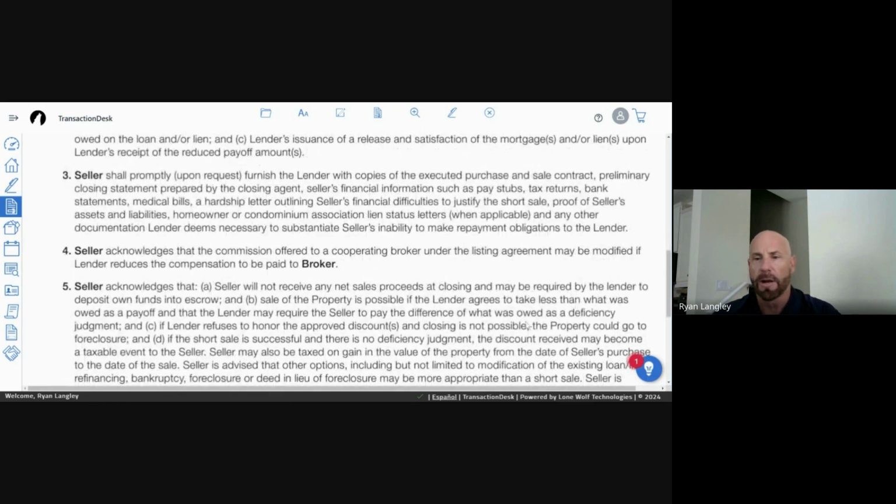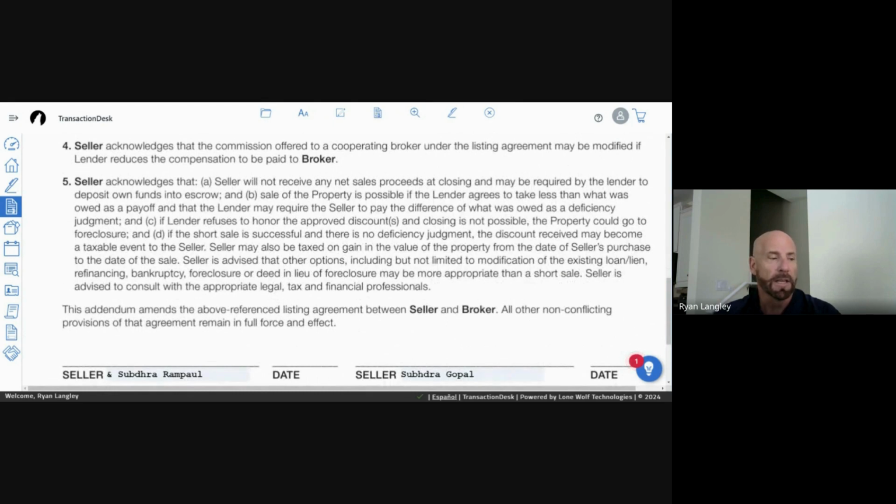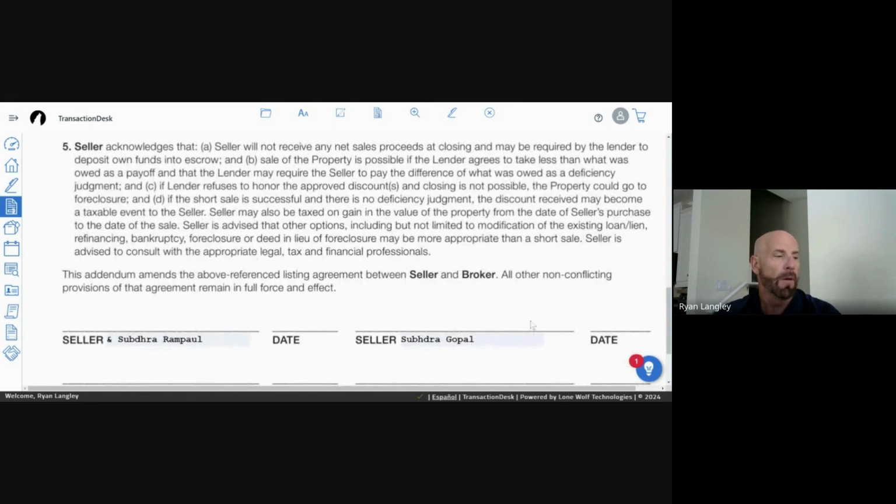That's how the short sale process works. Do you need this form if you're selling your own house? You need the listing agreement. You don't need this unless you're short selling your own house. Okay. This is only for short sales. Okay. Always check these things.